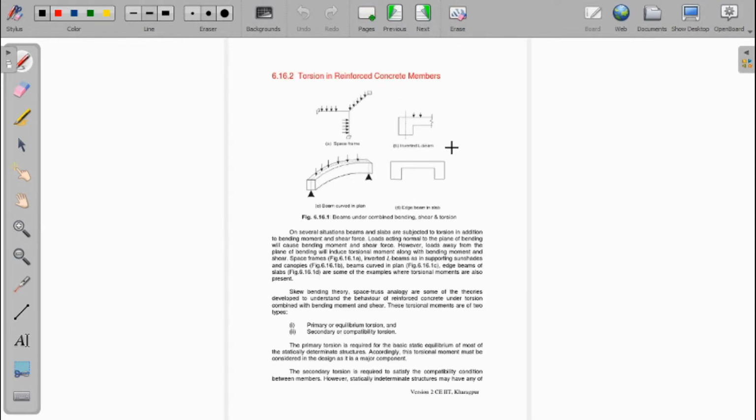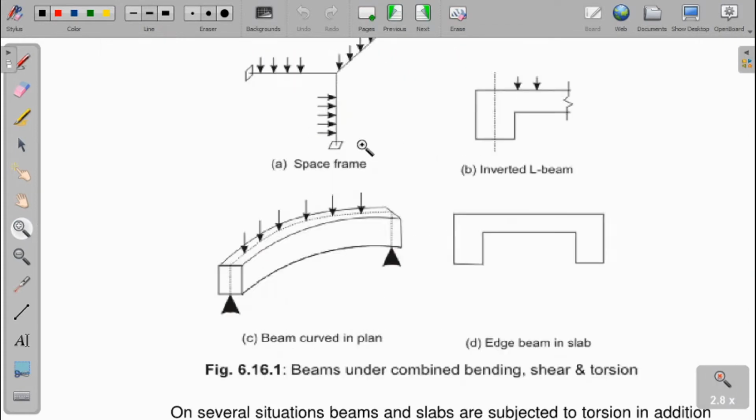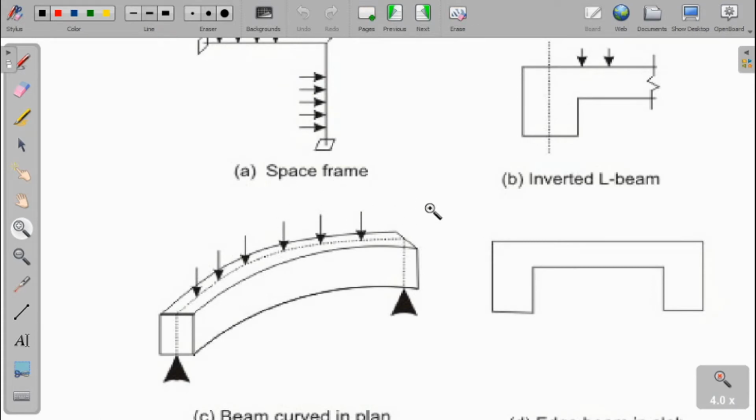Again, some examples of this secondary torsion and primary torsion are shown here. I have already discussed the same things earlier, so I am not discussing more details here. We will go to the next part. One more thing let me tell you: torsion will not develop individually. It will develop either with shear or with the bending moment. So we will see next what guidelines are given in the code book to deal with these torsional moments.